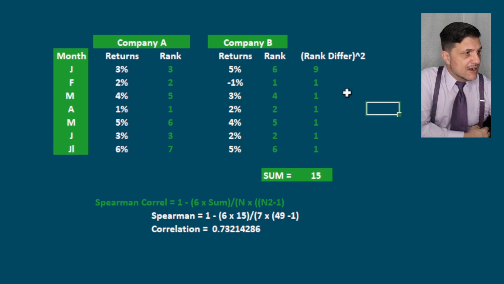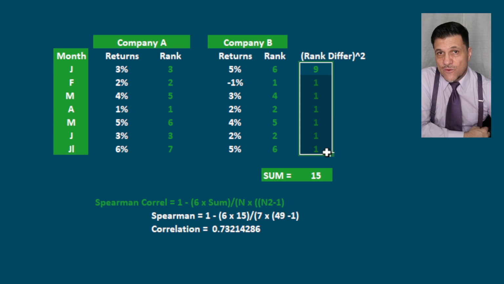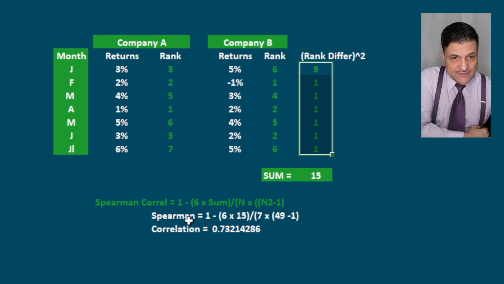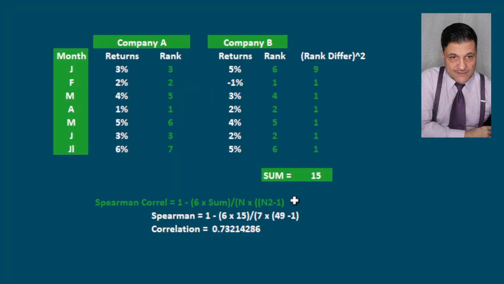Great. Now, I add all those differences. That's my sum of d squared that you saw in that previous formula. Remember, the sum of d squared. So go back there. This guy here, the sum of d squared. That's my last column that you saw in this example. I got 15. Now I can replace that in that formula.